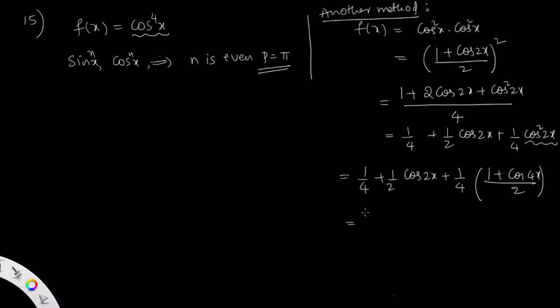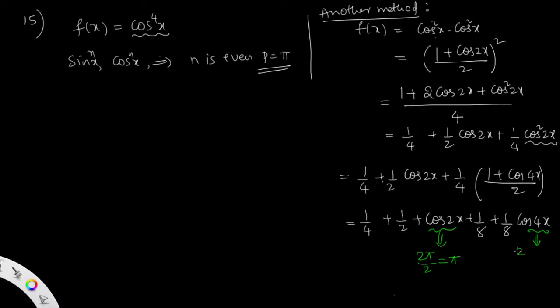Okay, now simplify: 1 by 4 plus 1 by 2 plus cos 2x plus 1 by 8 plus 1 by 8 cos 4x. The function only depends on the functions we have. So cos 2x period is 2 pi by 2, which is equal to pi, and cos 4x period is 2 pi by 4, which is equal to pi by 2. Therefore, take the LCM of pi and pi by 2. That is obviously pi only.